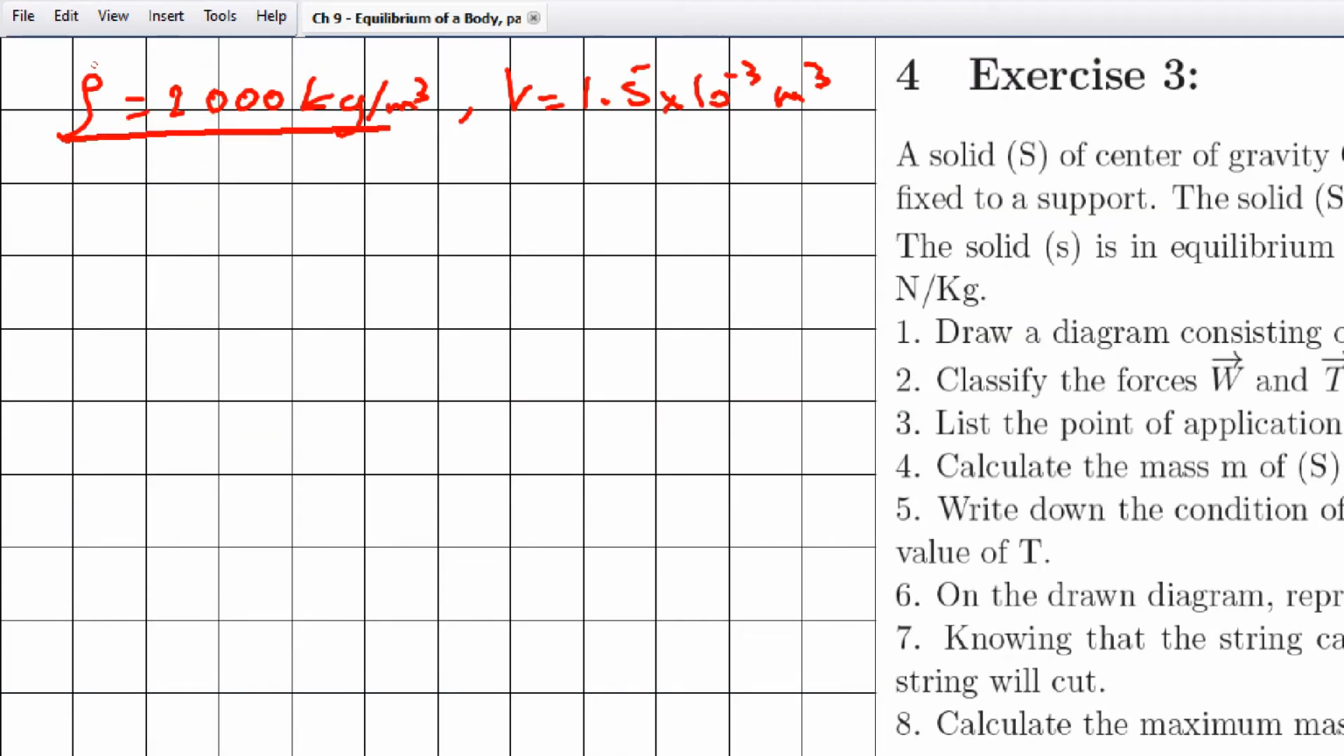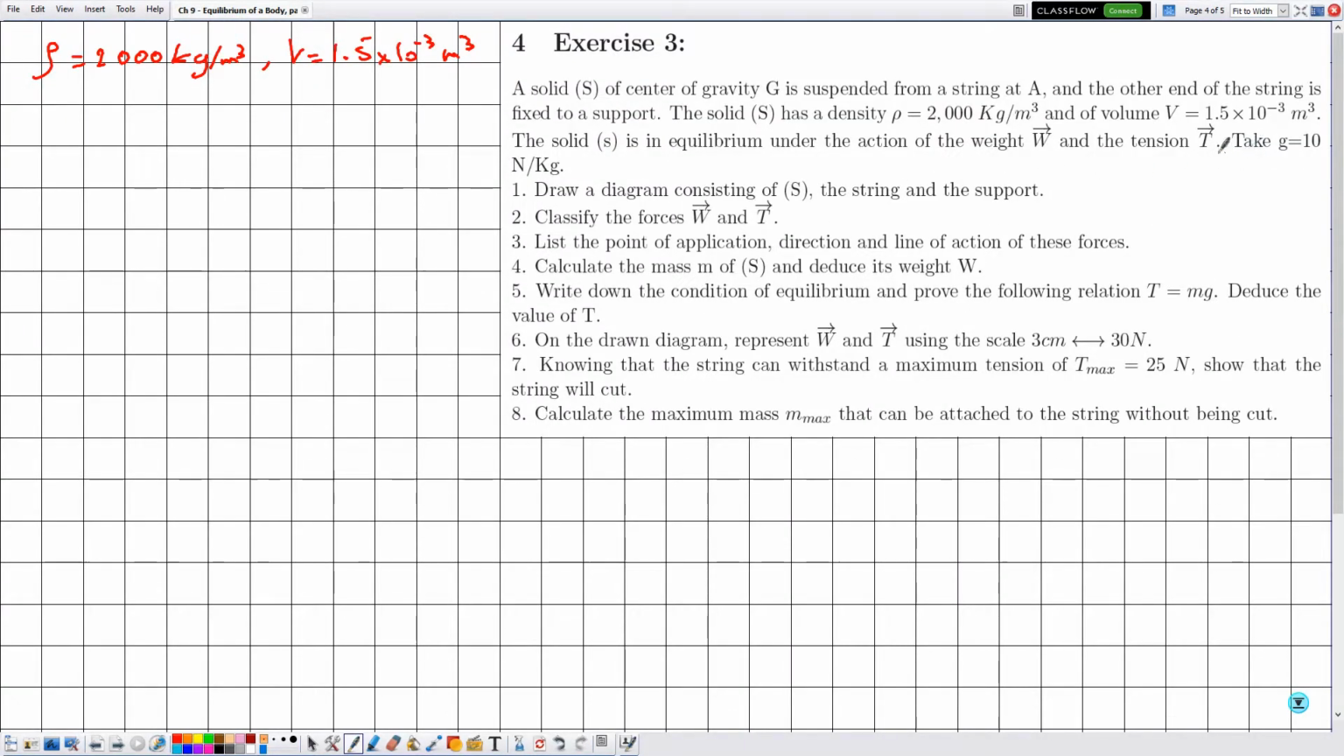so we have the density and we have the volume. We can directly determine the mass. Determining the mass, we can deduce the value of W given G. The solid S is in equilibrium under the action of the weight and the tension T, so we have the weight and the tension. Take G is equal to 10 newtons per kilogram, which means that this experiment is being performed on the surface of the Earth.